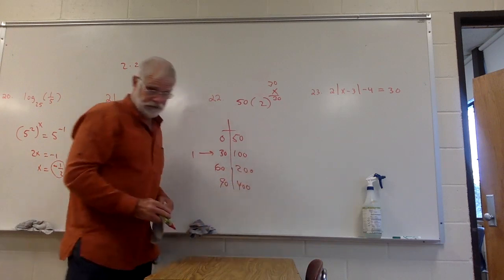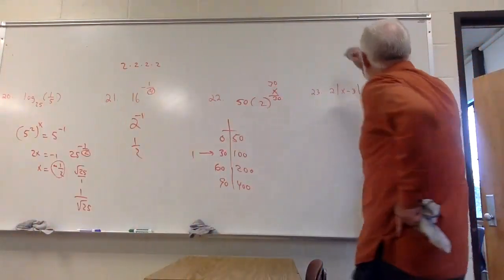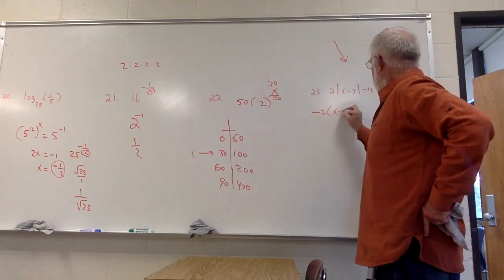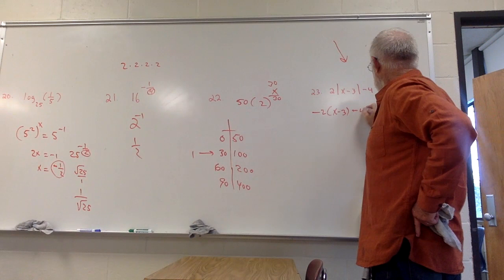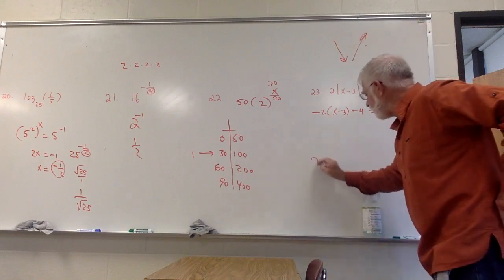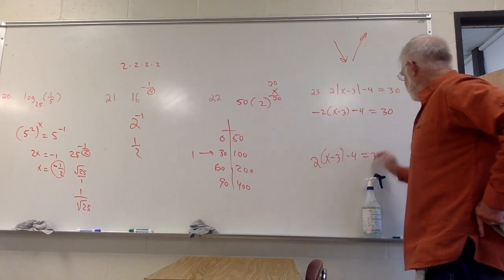I have a lot of knowledge. Solving an absolute value, we're going to use the branches. What is that branch? That branch coming down is minus 2. X minus 3 minus 4 equals 30. What's that branch right there? That branch is positive 2. X minus 3 minus 4 equals 30.